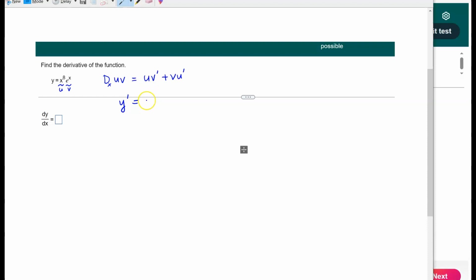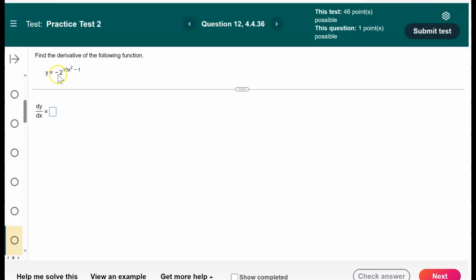So the derivative here, y prime, or dy dx, is just equal to u, so that's x to the 8, times v prime, the derivative of e to the x, which is just e to the x, plus v, you copy e to the x, and then you differentiate u. That is 8x to the 7th. So you have 8x to the 7th. Okay, that's it.